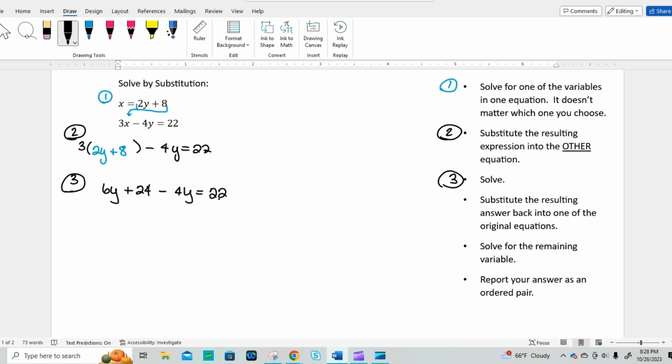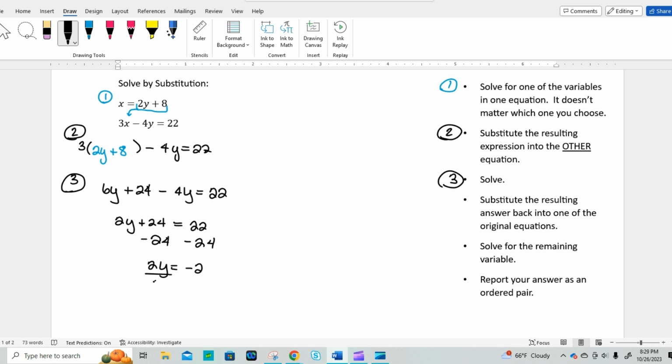All right, well, I'm not done solving yet, but I'm getting closer. So I'm going to combine my y's because those are like terms. So I get 2y plus 24 is equal to 22. Now I can subtract 24 from both sides and get 2y is equal to negative 2. And then I can solve for y.